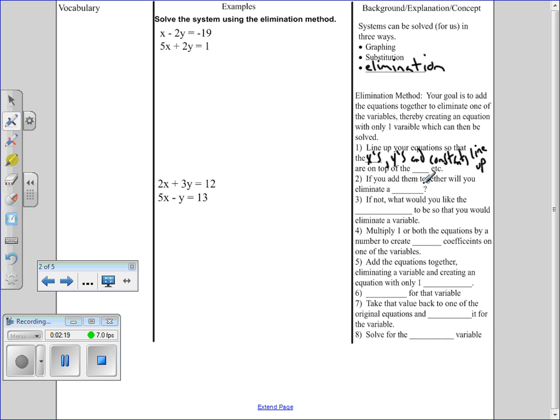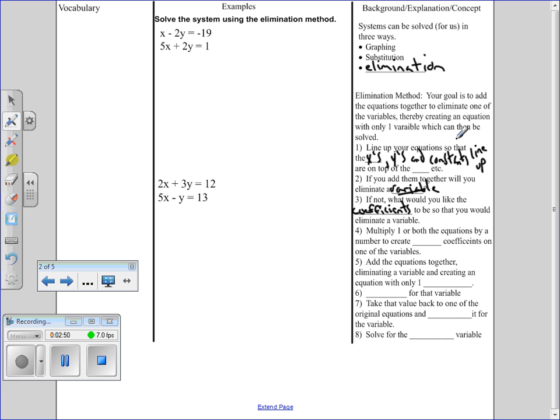Now, if you add them together, will you eliminate a variable? Meaning right away after you've lined them all up, can you add them together and eliminate a variable? If you can, you're in good shape. If not, we're going to need to do a little work to get there. That's why step 3 says, if not, what would you like the coefficients to be so that you would eliminate a variable?